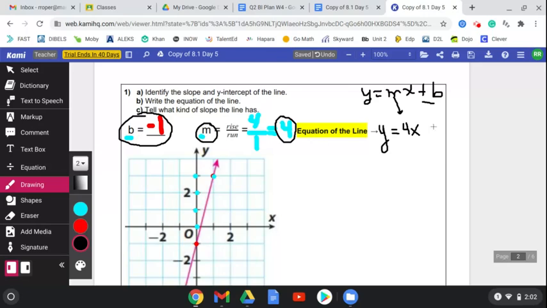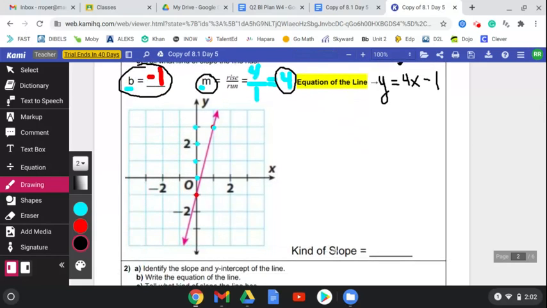So I could put plus -1, but I don't need to put a plus a negative. I just need to put -1. And this right here is the equation of this line in slope-intercept form. Y equals 4x minus 1. Notice how my x term is listed first, and then my constant term. Of course, a constant term is a term that has no variable, has no x on it. Okay, so y equals 4x minus 1. That is the equation of the line.